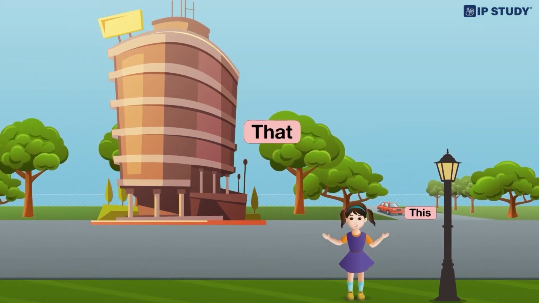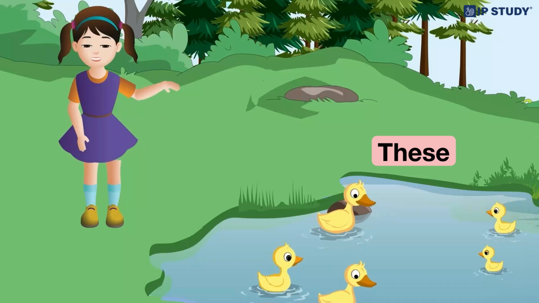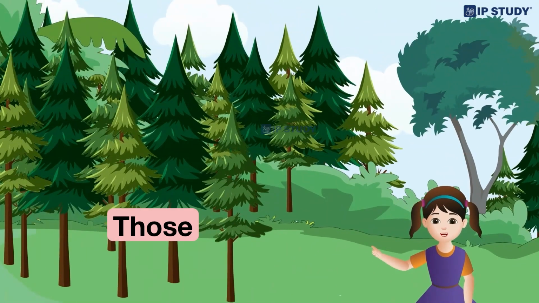Now you know how to use this and that. These are ducklings. Those are pine trees.